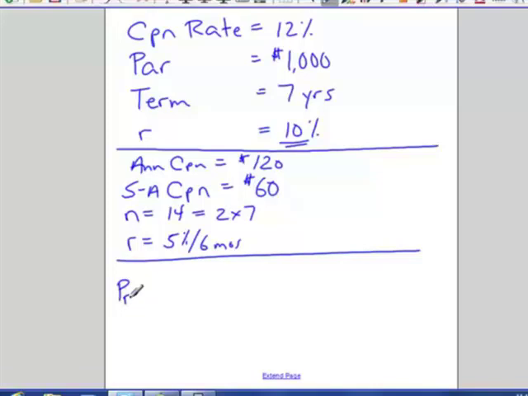So the price of the bond is equal to the present value of the coupons, which form an annuity, so we can use our present value of an annuity formula, plus the present value of that single lump sum amount of $1,000. So we're going to be using our present value of an annuity formula and just a simple present value formula. So plugging everything into our present value of an annuity formula, we can put $60 here as our payment.